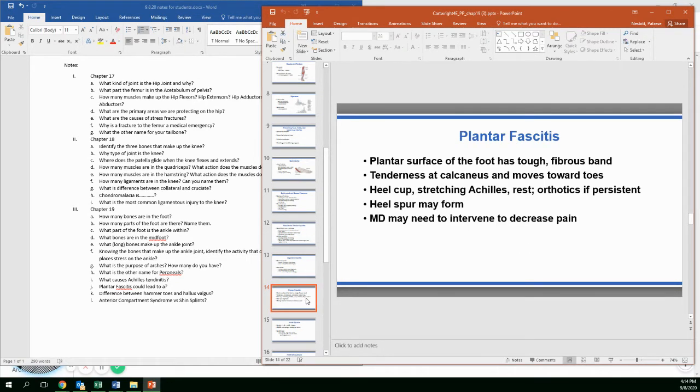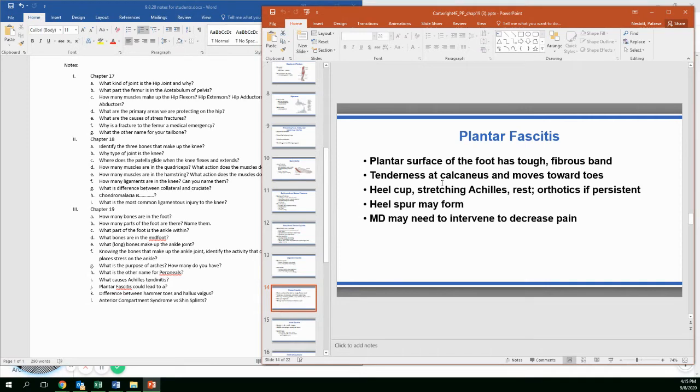Okay, plantar fasciitis. Let me see. That is a question. Plantar fasciitis, if I could say it, could lead to a heel spur. Okay. Basically, it is just excruciating. I can't even explain it. It's so excruciating because I experienced that. So it can be excruciating to just move the toes and move the foot around. But if it is bad, they will need to be referred to an MD.